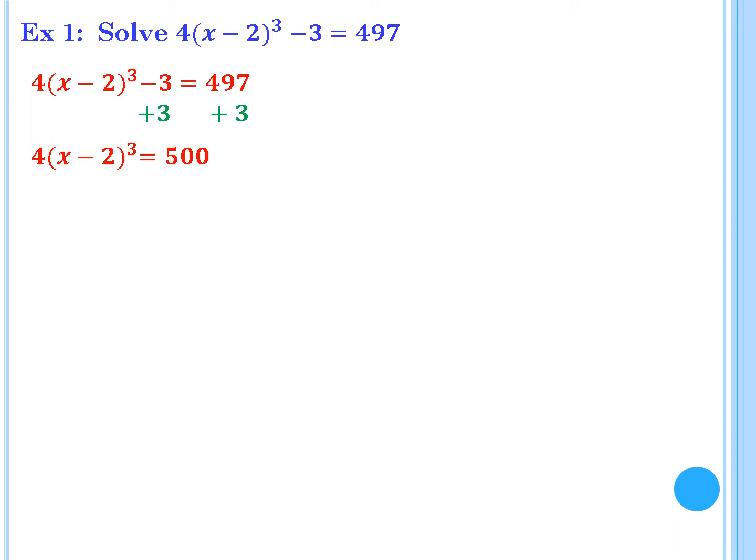At this point, I need to get rid of the 4. So 4 is being multiplied, so how do I undo multiplication by 4? That's right. We are going to divide by 4. When I divide by 4, I get x minus 2 cubed equals 125. Now that the parentheses cubed is completely by itself, we have to undo the cube. Well, to undo the cube, we take the cube root of both sides.